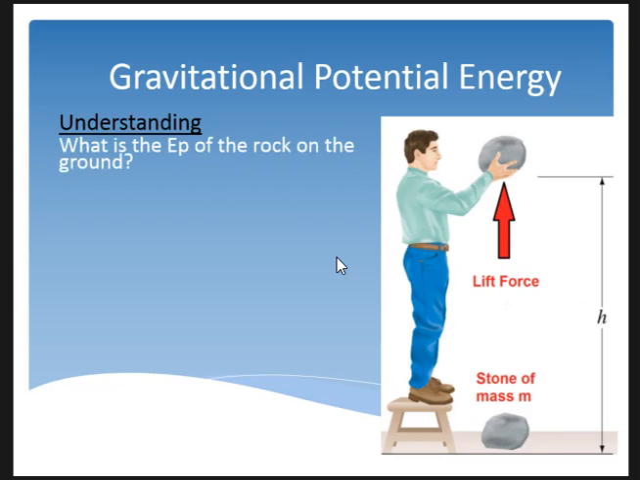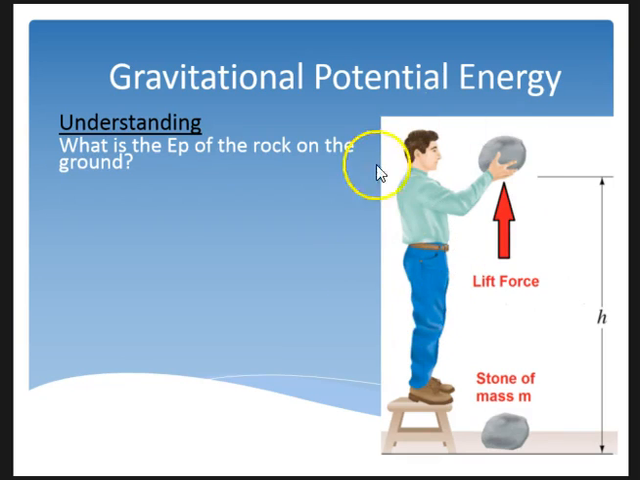Let's ask ourselves this question then. What is the EP or GPE of the rock on the ground? If you recall the definition of gravitational potential energy, it is the energy of an object depending on its height above ground. Since this stone is on the ground, the height above ground is 0, and the GPE of this rock on the ground would therefore be 0. So we see that height actually affects the amount of GPE.